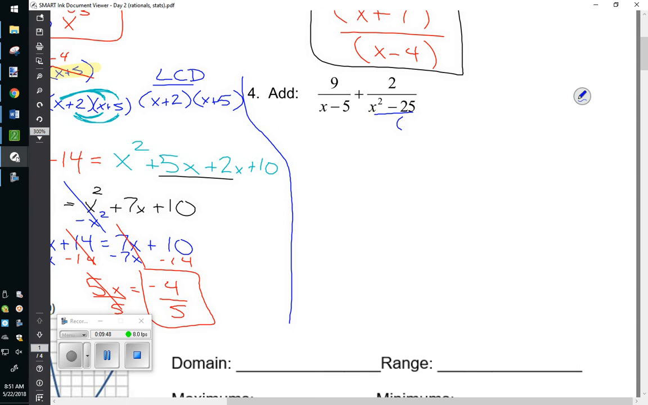Yeah, let's factor that real quick. X squared minus 25, remember that gets you x minus 5 and x plus 5, because those two things multiply together to get negative 25 and they add to get 0. So I factored this thing first if I can.